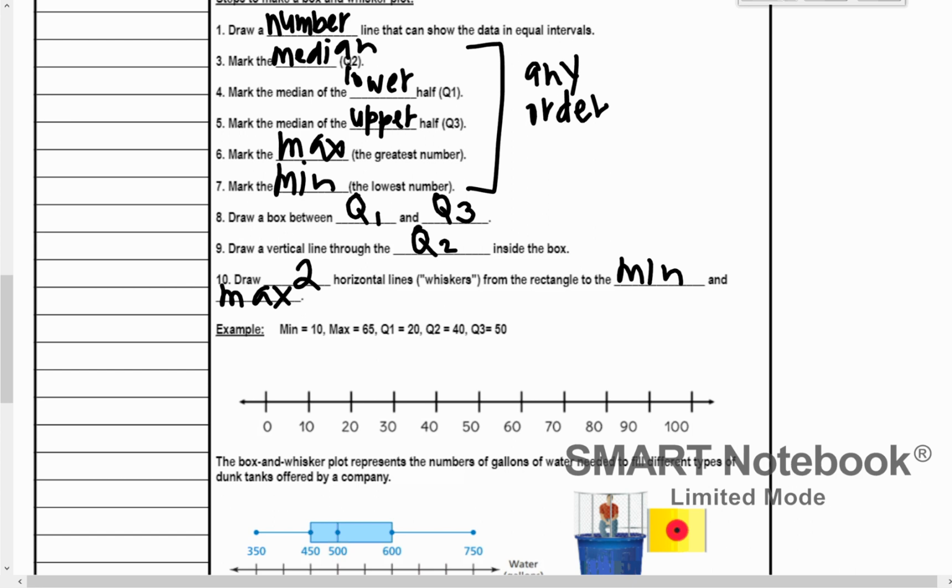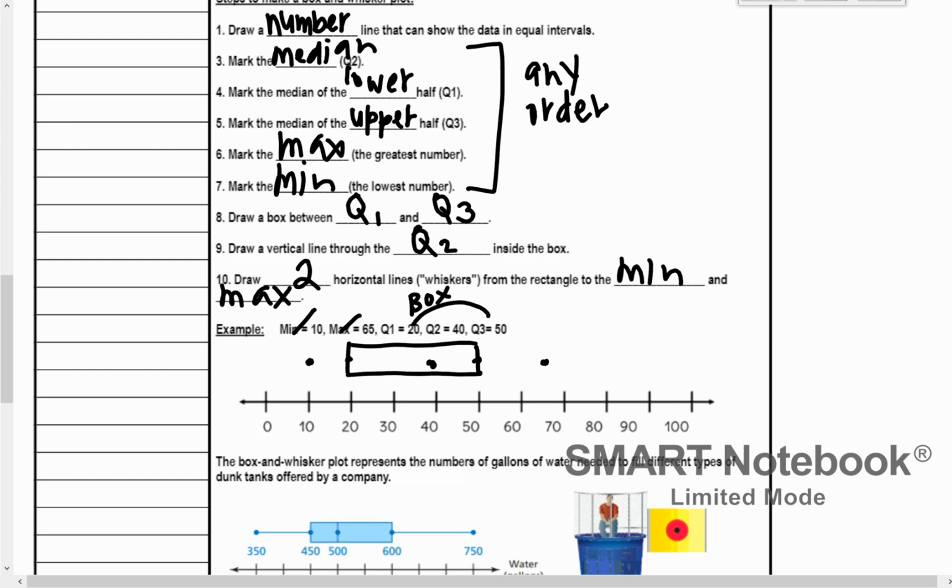Okay. Our min is 10, so we're going to put a dot on our min. Our max is 65, so we're going to find where 65 is. Put a dot. Q1 is 20. We're going to find where that is. Put a dot. Q2 is 40. Q3 is 50. Now, we are going to draw our box around our Q1, which is 20, and Q3, which is 50. We're going to draw that box.